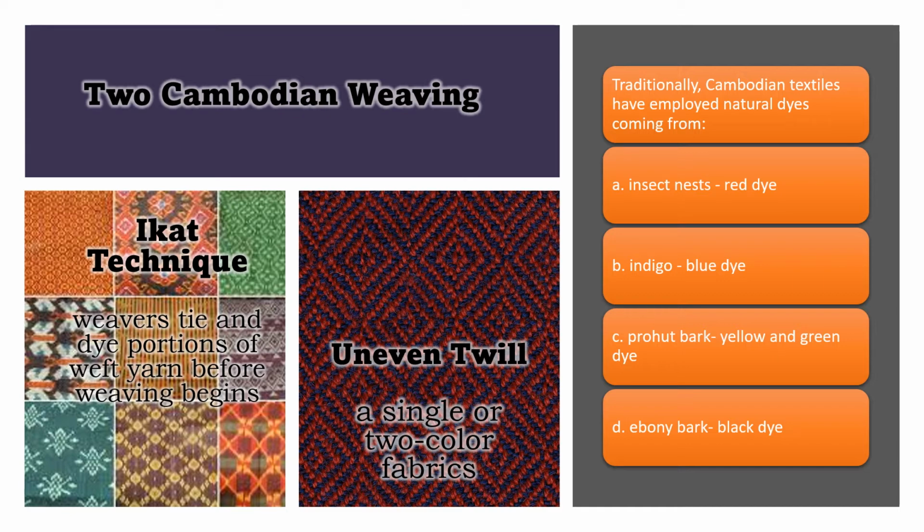Traditionally, Cambodian textiles have employed natural dyes coming from insect nests, which give red dye, indigo, which gives blue dye, prohut bark, which gives yellow and green dye, and the ebony bark, which gives the black dye.